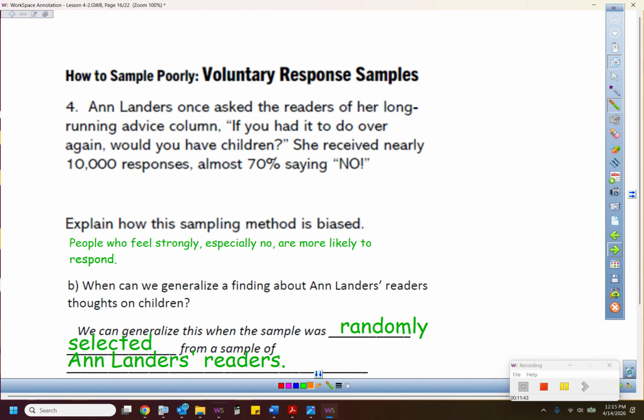People with a strong opinion, and I put on this one especially no, are more likely to respond. People with a strong opinion are more likely to respond.